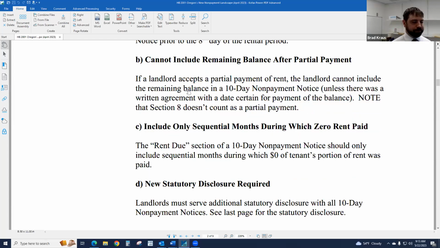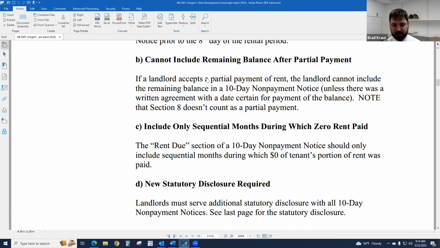The other thing to keep in mind with respect to drafting your own non-payment notices is that you should only include sequential months during which $0 of the tenant's portion of rent was paid. And this circles back to what I would call most of the concerns that I see with respect to notices, and that's improper application of payments. I'll run through this once with respect to application of payments, because it's important, but it also confuses a lot of people. So keep that in mind.